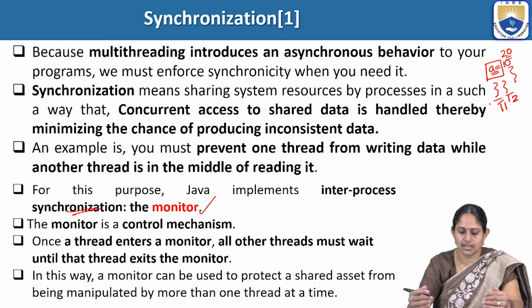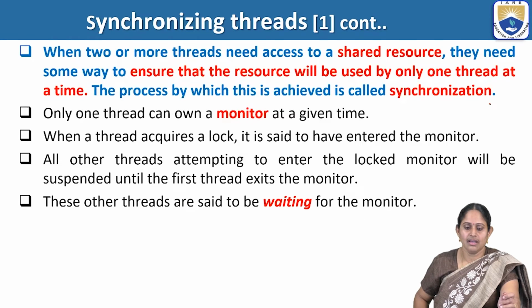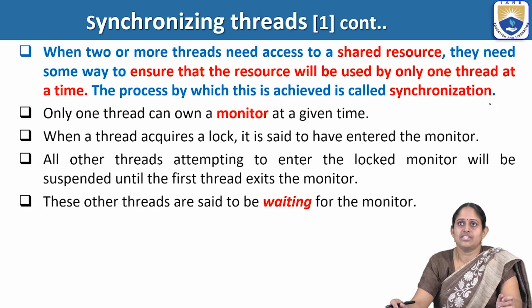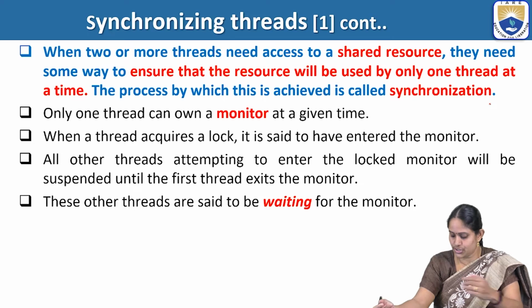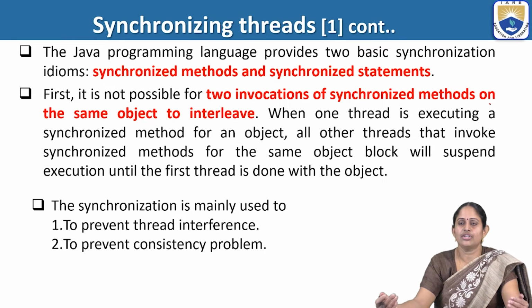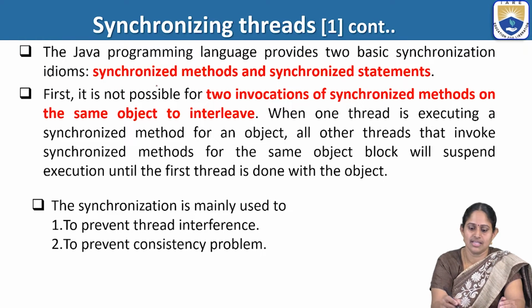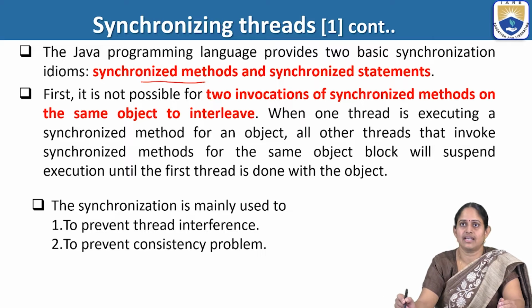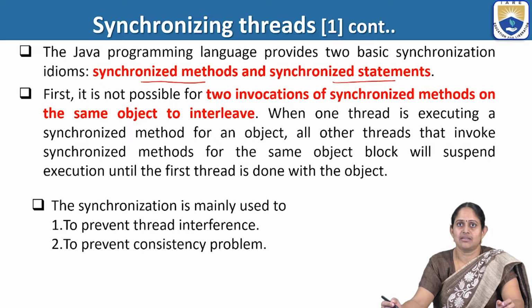So to achieve that, we go for synchronization, so that there is no interleaving of data, or there is no inconsistency in the data. Now, in Java, we ensure synchronization in two ways. One is by the use of synchronized methods, and the other is by the use of synchronized statements.